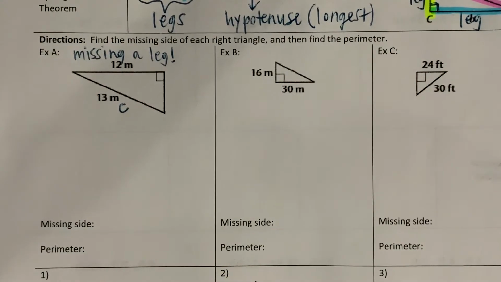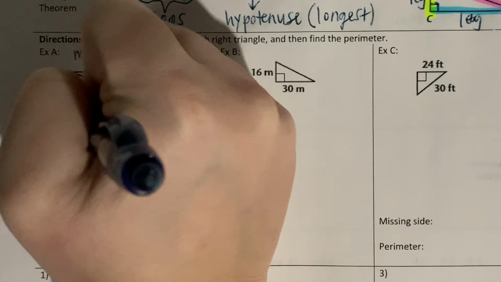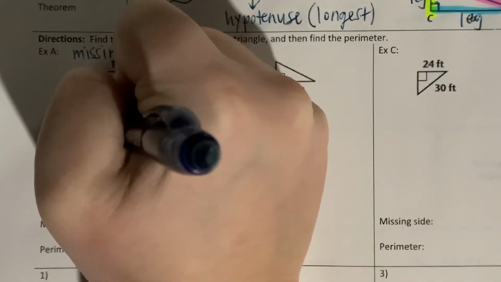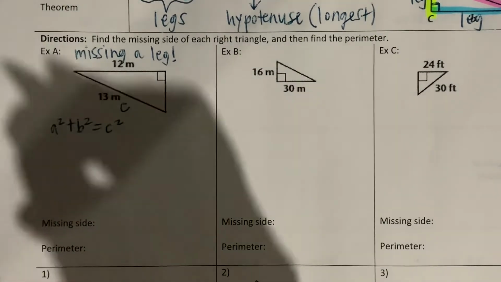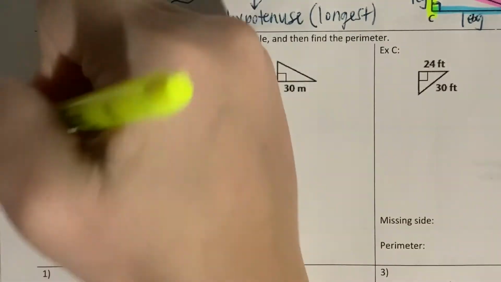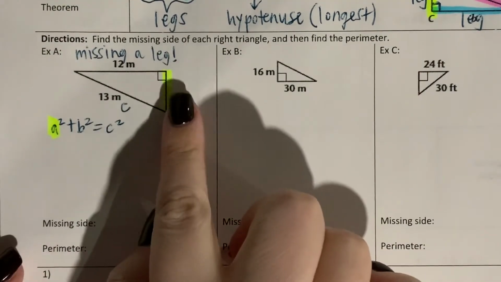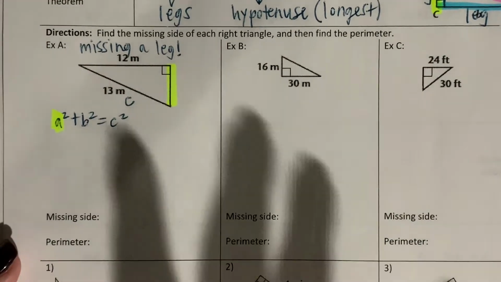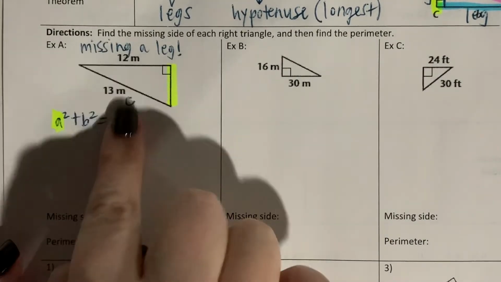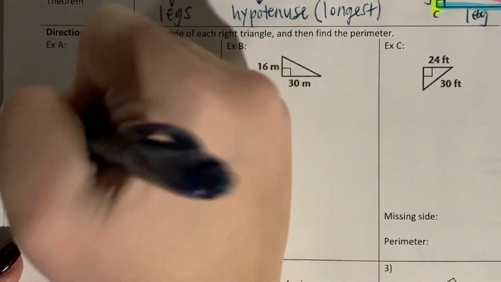And I'm going to write my Pythagorean theorem. That will be helpful. I have a squared plus b squared equals c squared. And then I can fill in the parts. So I'm missing a leg. I'll call that A. And it doesn't matter which leg you say is A and which leg you say is B. The piece that matters is that your hypotenuse has to be C. So because I don't know this leg, I'm just going to call it A.